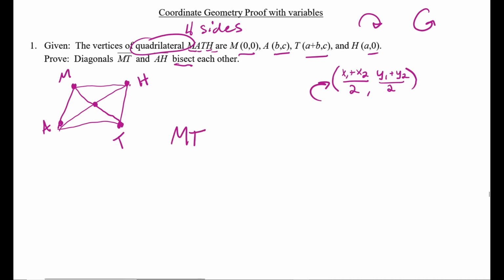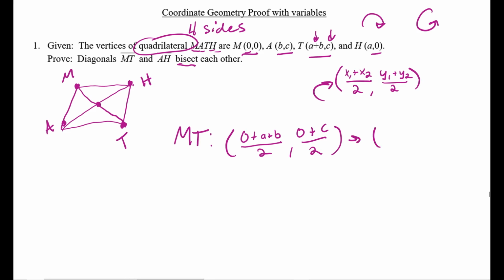So for MT, what that's going to look like is my first x-coordinate 0 plus my second x-coordinate for T, that's just a plus b. That's that whole x-coordinate there, divided by 2. And my y-coordinate for M is 0, plus my y-coordinate for T is c, divided by 2. If I want to clean this up a little bit, I don't really have to have that plus 0 there. So I could write this a little bit cleaner as a plus b over 2 as my x-coordinate for that midpoint, and c over 2 is the y-coordinate.